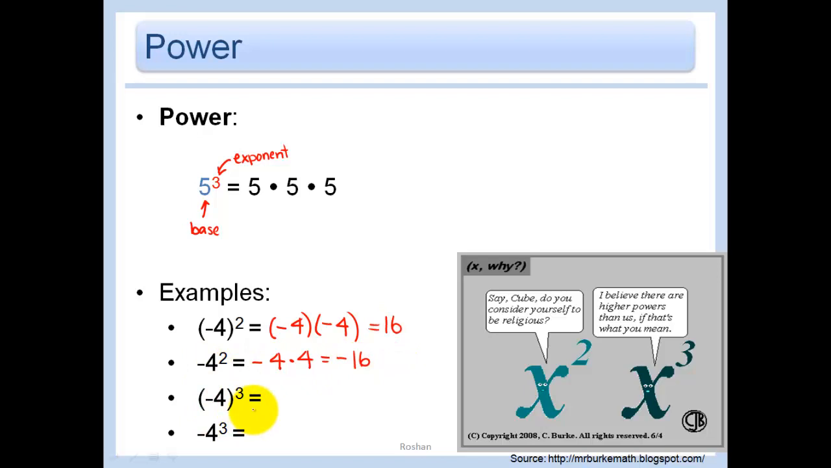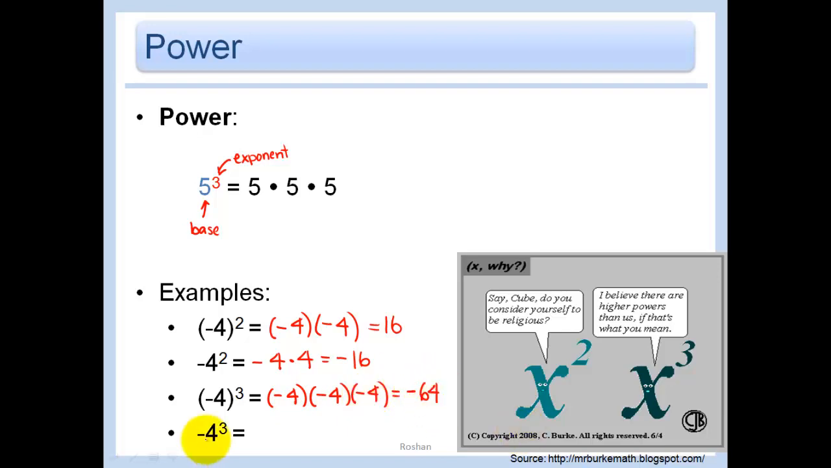What's going to happen when we cube it? Now we're going to multiply -4 times itself 3 times. Exactly. So we have -4 times -4 times -4. A negative times a negative times a negative is a negative. And 4 times 4 is 16. 16 times 4 is 64.